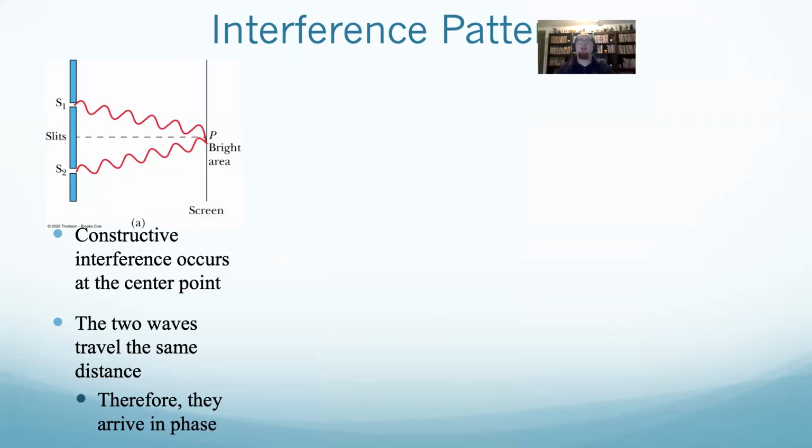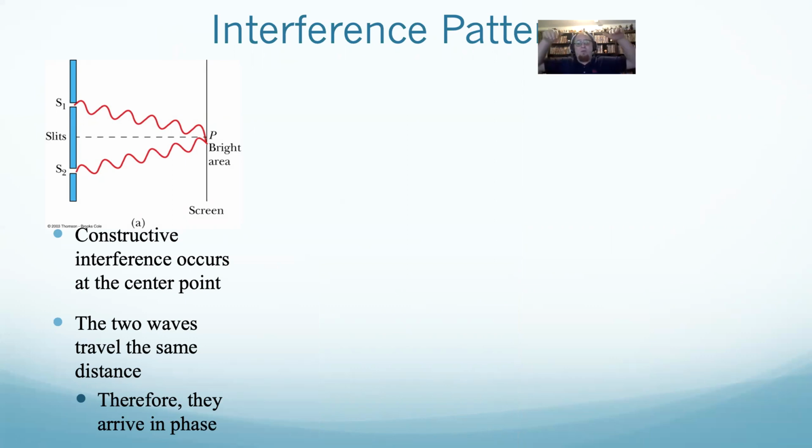If I look directly between the slits, both the light from slit 1 and the light from slit 2 travel the same distance to hit that screen at the end. And they're doing it in the same time, probably, because it's the same light source, and they're moving at the speed of light. But the important thing is they're traveling the same distance, so they're going to be at the same spot in the wave.